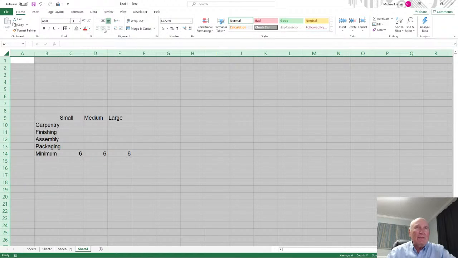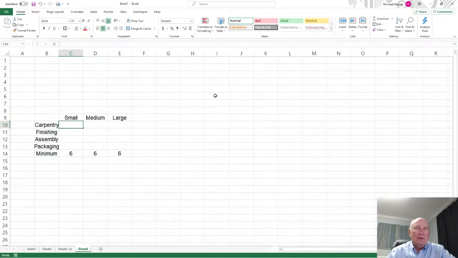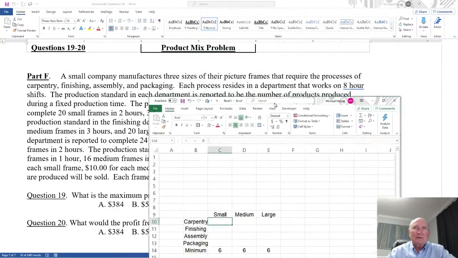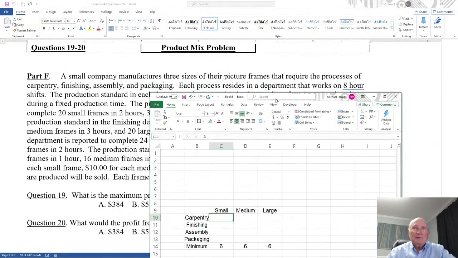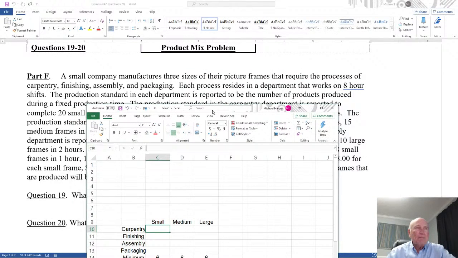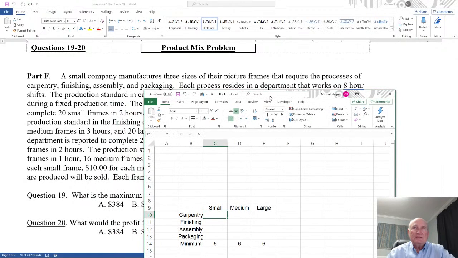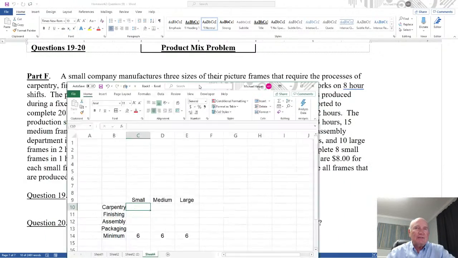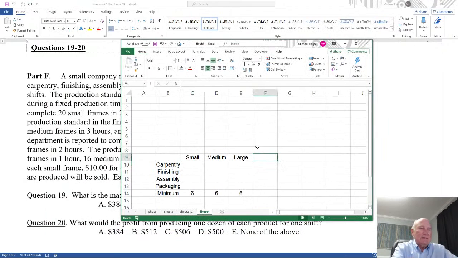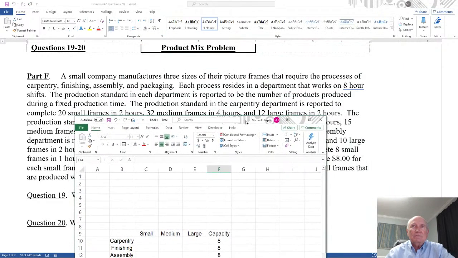So, I think I did go through this last week. In order to do that, you're going to need this on this one. Each process resides in a department that works on 8-hour shifts, and so your capacity will simply be 8 hours on all of them, right? So these are in hours. Now let's look at carpentry.